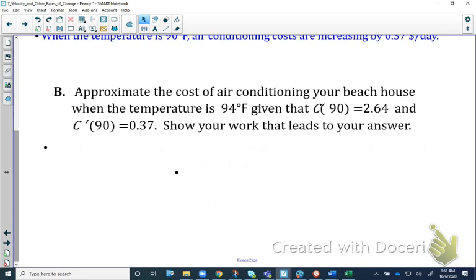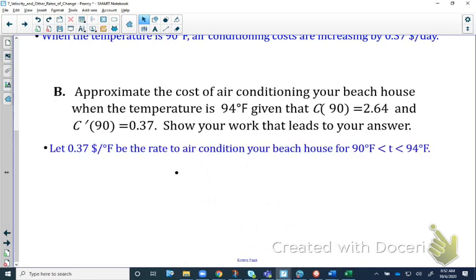Here, example B, approximate the cost of the air conditioning for your beach house when the temperature is 94 degrees, given that C of 90, if the temperature is 90 degrees, costs $2.64 to run your air conditioner for that day, and C prime of 90 shows you that it's increasing at a rate of 37 cents per day for every degree above 90 degrees. So 37 cents is what we're looking at for our increase between 90 degrees and 94 degrees.